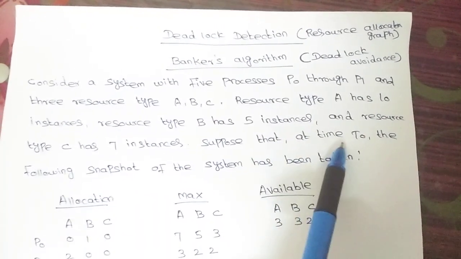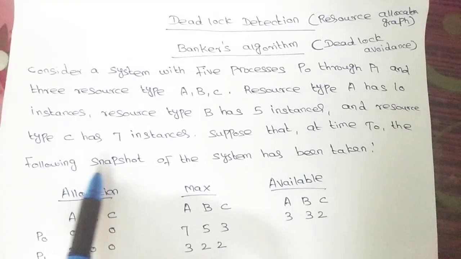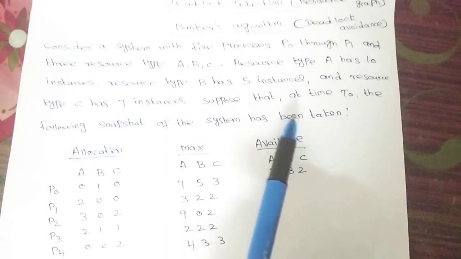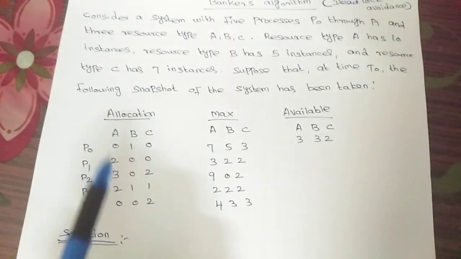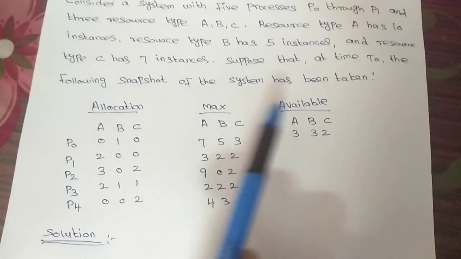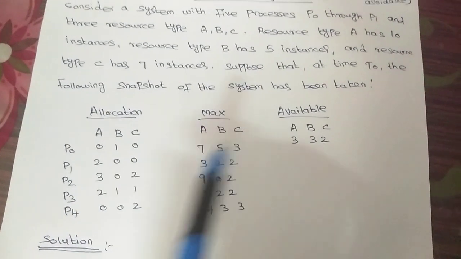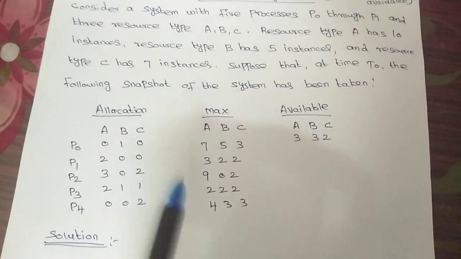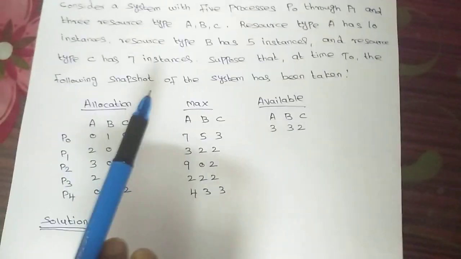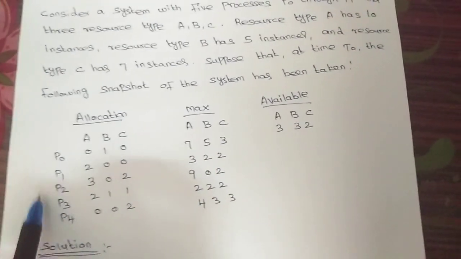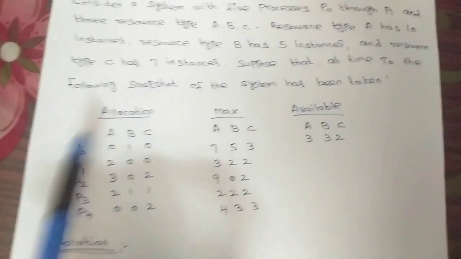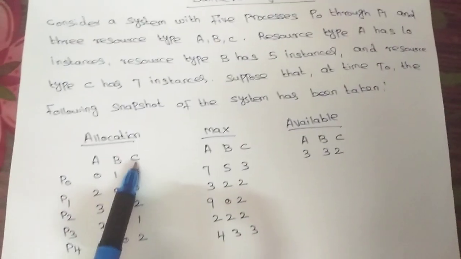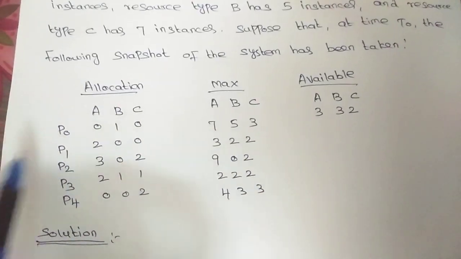Suppose that at time T0, the following snapshot of the system has been taken. In this problem, the allocation, max, and available are given. These are the data structures used in the deadlock algorithm. Here we have processes named P0 to P4. This is the allocation, with 3 resource types A, B, and C.